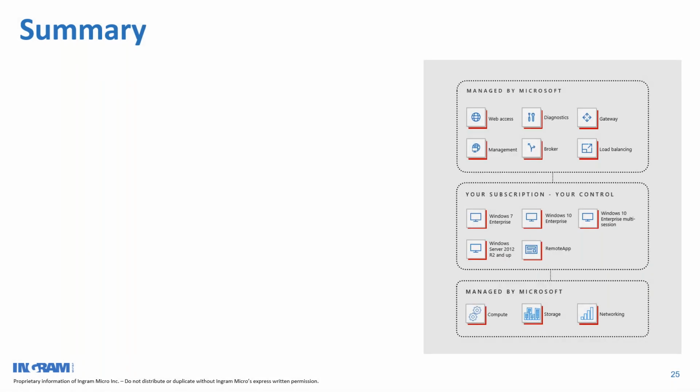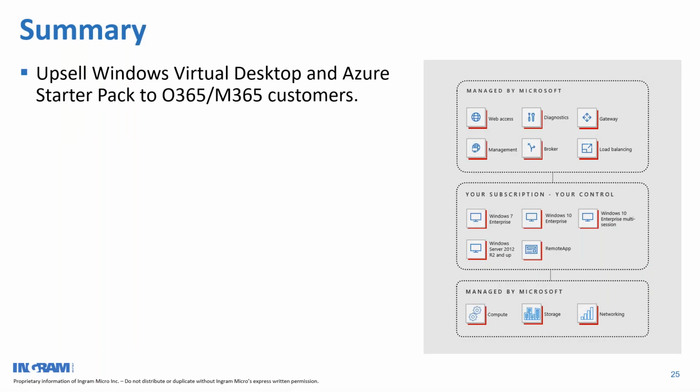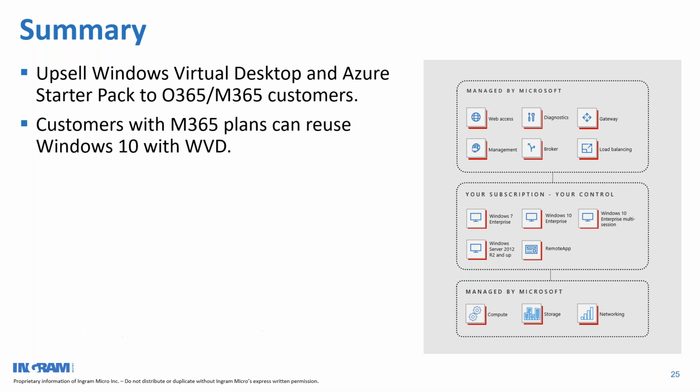So, a quick summary. Upsell Windows Virtual Desktop to your M365 or Office 365 customers. Do remember that if your customer is only using Office 365, then he is not eligible for the Windows 10 license. So he has to use M365. So it's a potential opportunity to move the customer from Office 365 to M365 and then to Windows Virtual Desktop.